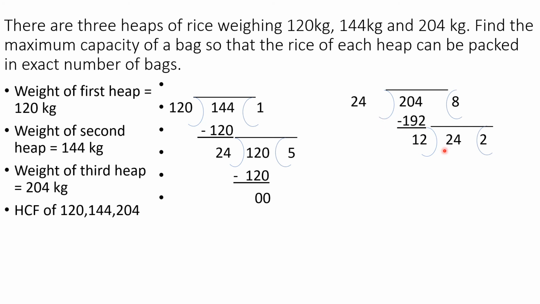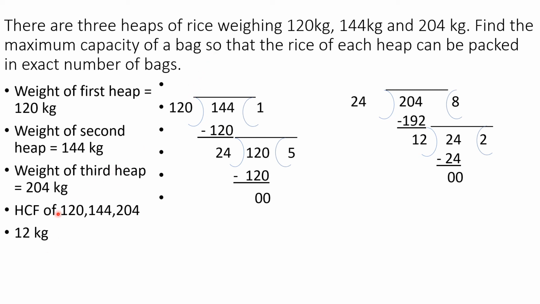So we will write 24 here and it is fully divisible. 2 twelves are 24. So here the remainder is 0. It means 12 is our HCF. So HCF equals 12 kilogram. So the maximum capacity of the bag is 12 kilogram.